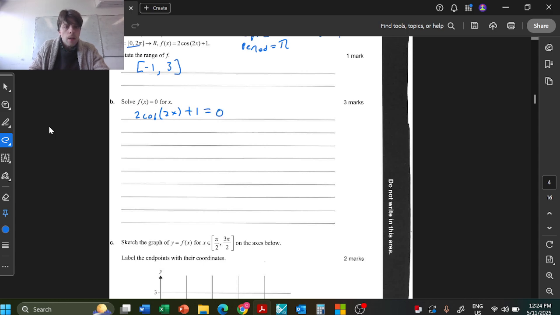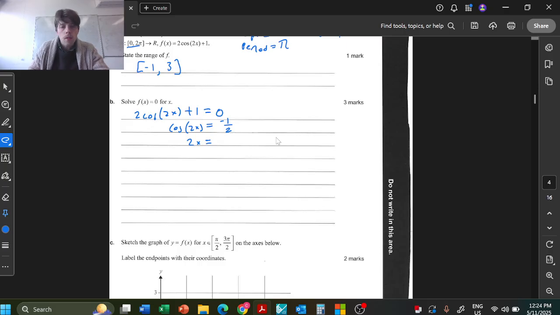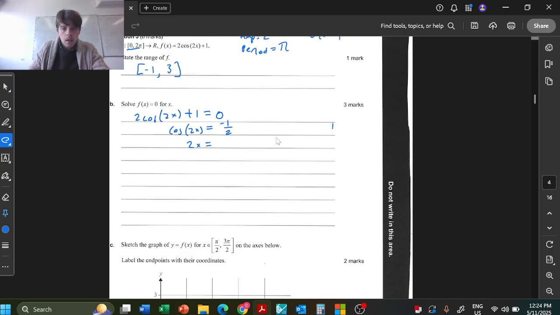We can transpose that to get cos 2x is equal to negative a half, and then we can have a look at that and work out what we can find from this. For a cosine function equal to a half, we're dealing with some multiple of 60 degrees or pi on 3. So 2x is equal to something involving pi on 3, based on our triangles.